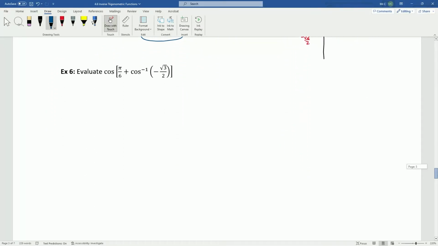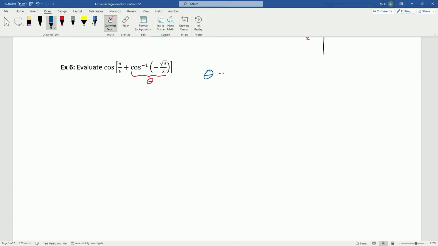All right, so now we want to evaluate cosine of pi over 6 plus cosine inverse of negative root 3 over 2. But this is really just an angle, right? The output for cosine inverse is an angle. Inputs for cosine are angles, so outputs for cosine inverse are angles. So we think of this as theta equals cosine inverse of negative root 3 over 2, which is the same thing as saying cosine of theta equals negative root 3 over 2 under the condition that theta is inclusively between 0 and pi.